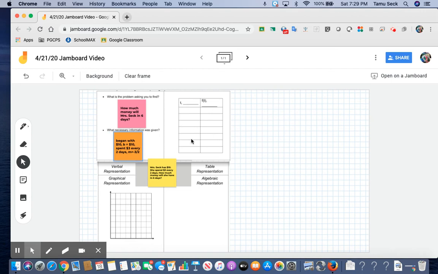Now let's work on the table. So I'm going to take the pen feature. We're going to make this X, the number of days, and Y is the amount of money.